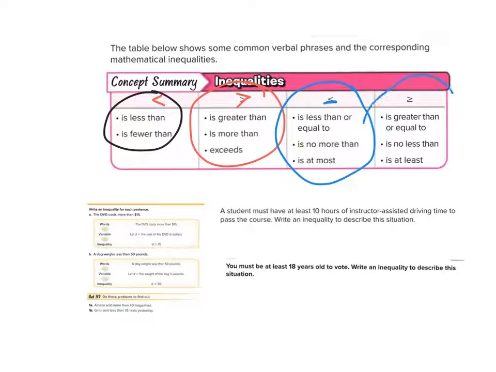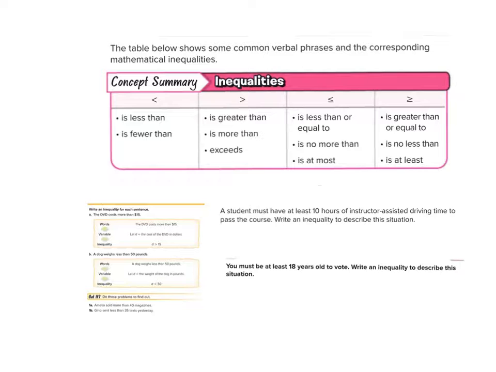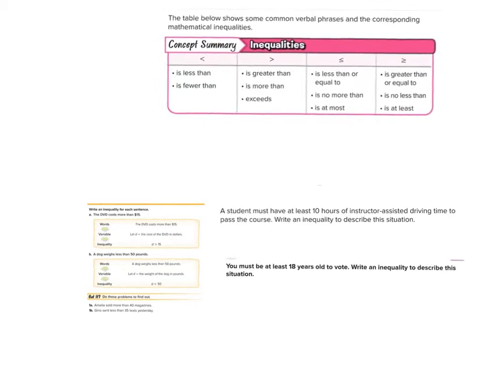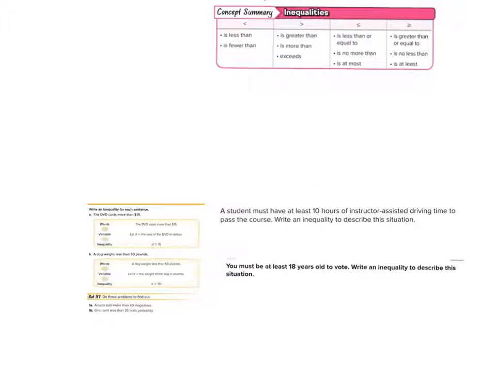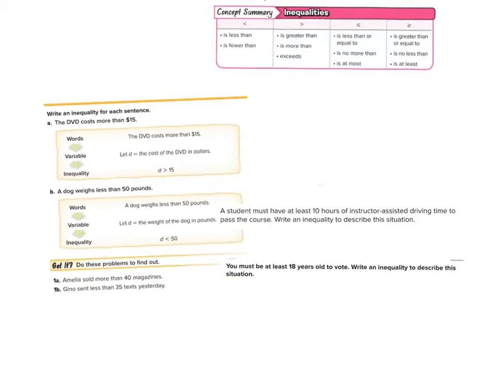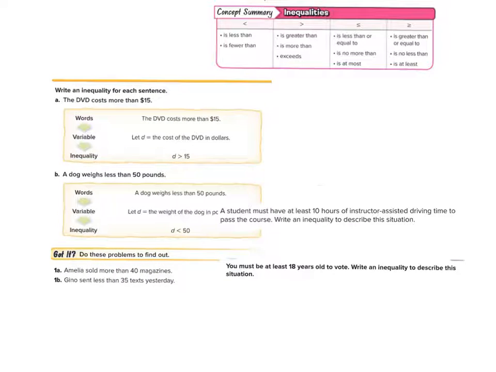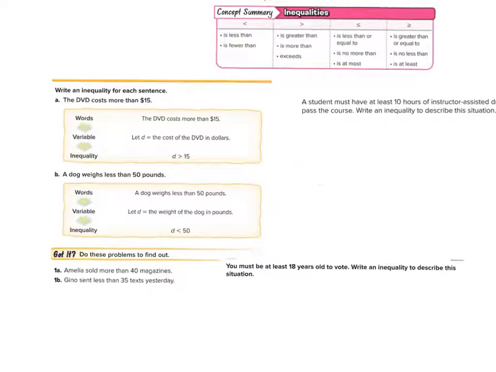And then our last but not least is greater than or equal to. Again, when I have an or equal to, I have a line underneath the bottom of my inequality sign. Is no less than, is at least. So these are just some keywords that you can be looking out for as we write some inequalities. So let's practice. It says write an inequality for each sentence.